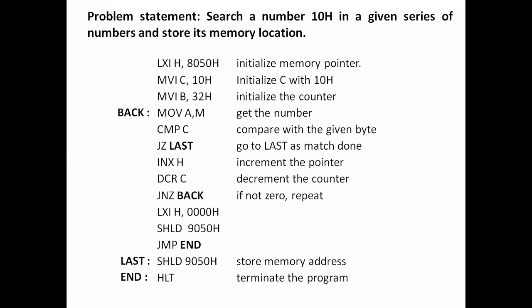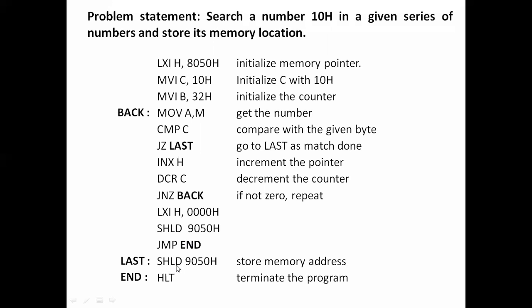Whenever the zero flag is set, it is going to come to the label called last, and last is SHLD 9050. SHLD is a type of instruction which stores the content of the HL pair at 9050. Content of the HL pair means the H content and the L content. Since the memory address is stored in the HL pair register, the L register content will be stored at 9050, and the H register content will be stored at 9051. This is the property of the SHLD instruction.